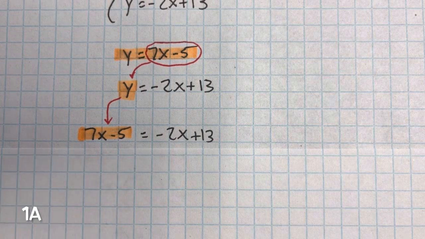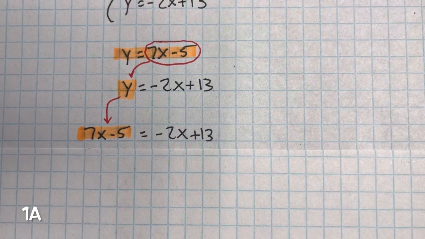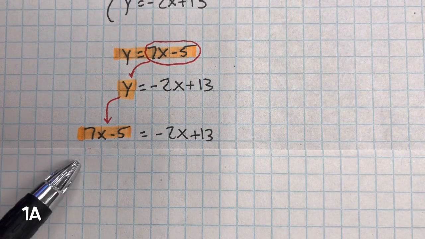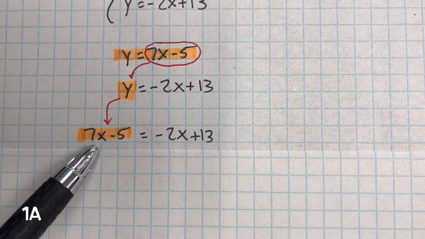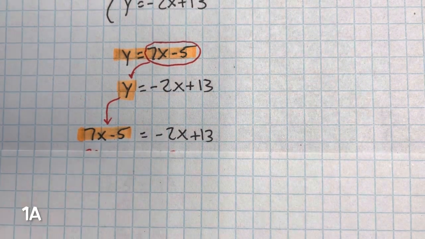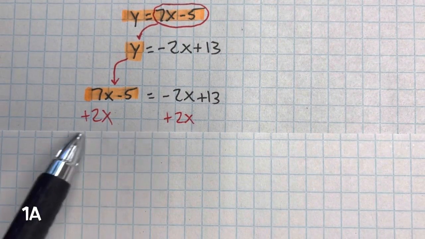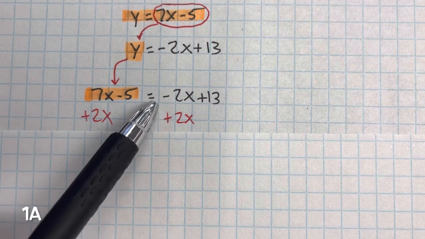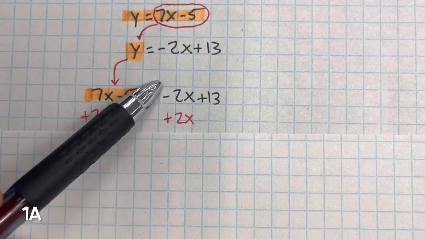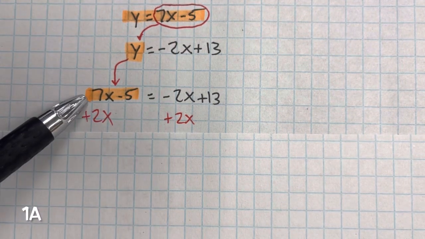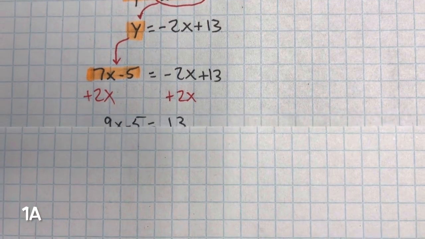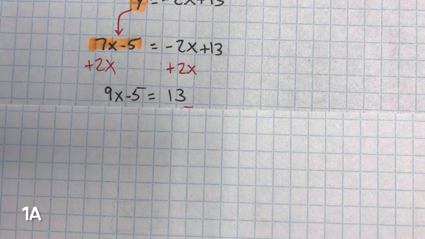Now I'm going to go ahead and solve for x, and we want to move the x to the side that has a greater value, and 7 is greater than negative 2. So we're going to add 2 to both sides of the equation. Inverse property of subtraction is addition. We created a zero pair here. 7x plus 2x equals 9x.